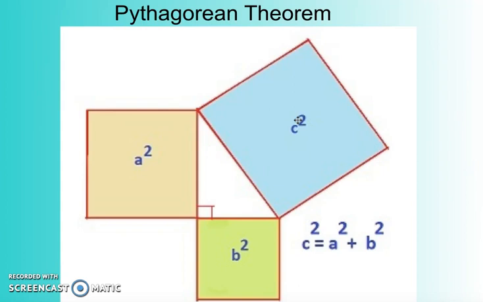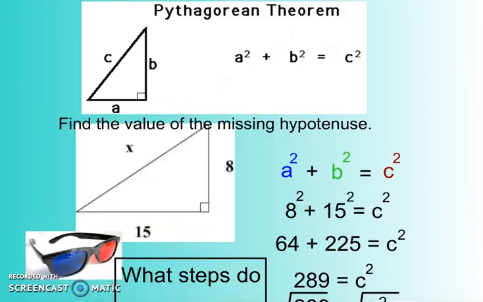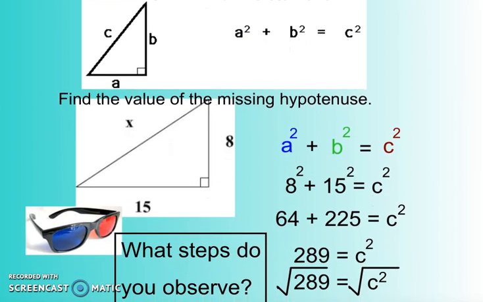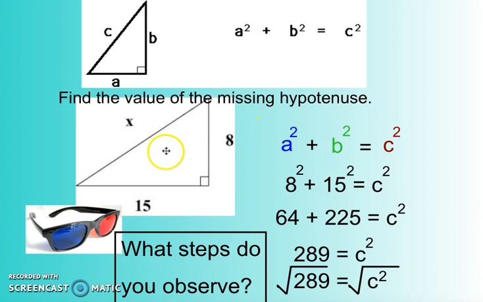And then, what is the opposite of squaring something? Yes, square root. If I take the square root of something, I should be able to get down to figuring out what the length of this side is of the hypotenuse. Okay, so let's look at a problem and see what I mean by that. So here's our problem. So here is a right triangle. We are missing the hypotenuse and we're trying to find that value.